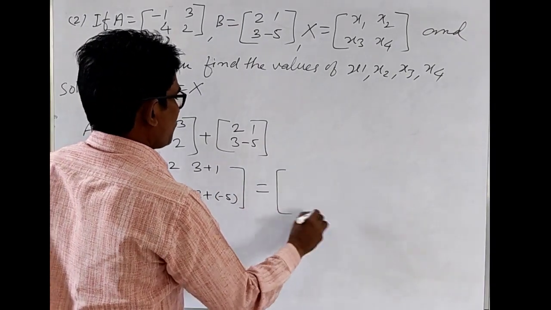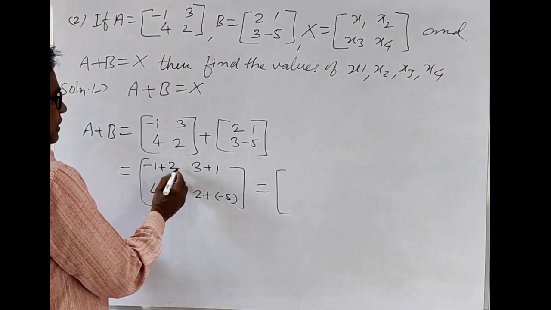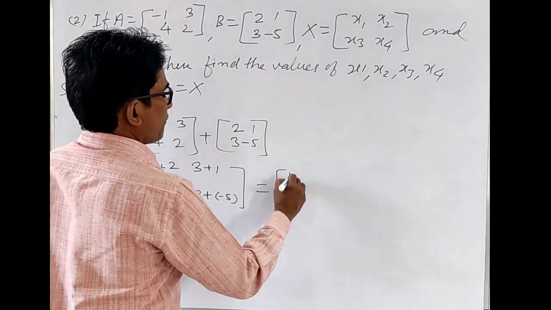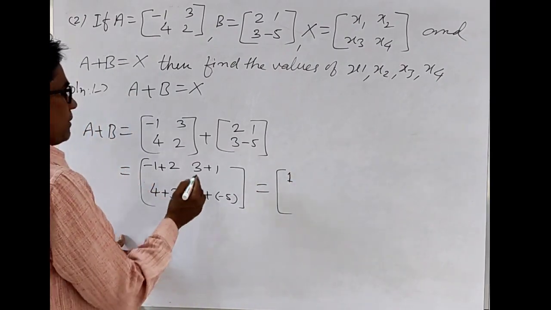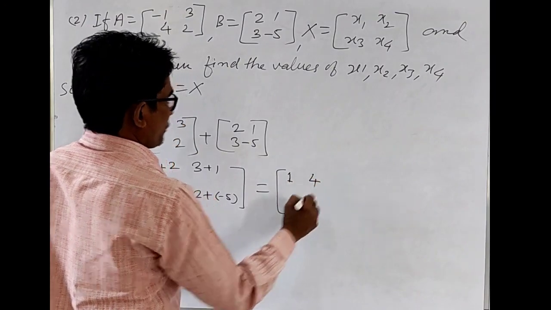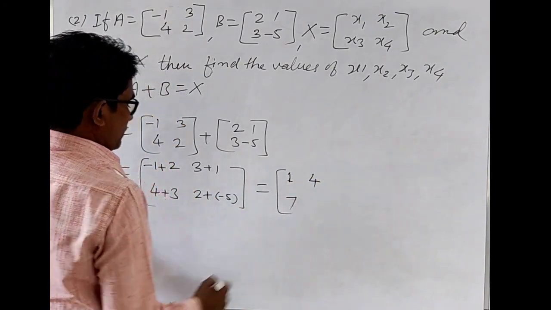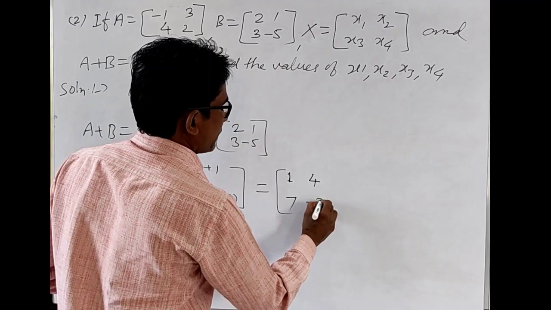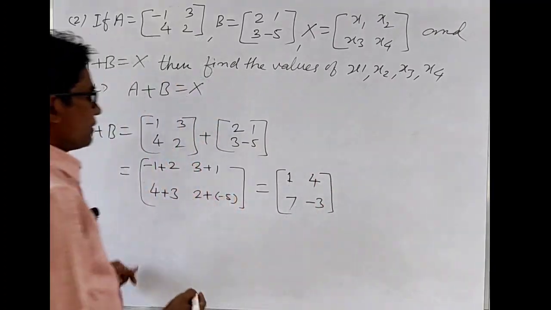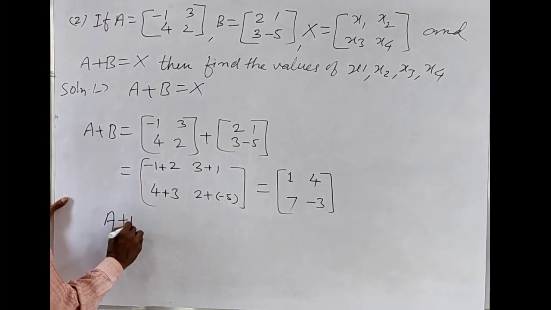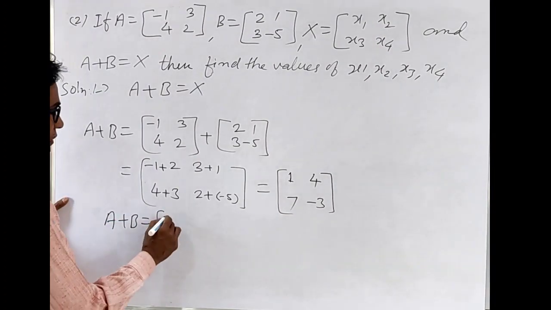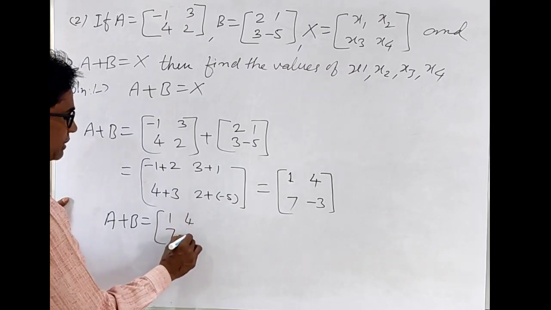So which is equal to -1 plus 2 means 2 minus 1. So we will get 1. Then 3 plus 1, 4. Then 4 plus 3, 7. 2 plus -5 is -3. So what we get? We got 1, 4, 7, -3 as the sum of these two matrices. So A plus B is equal to 1, 4, 7, -3.